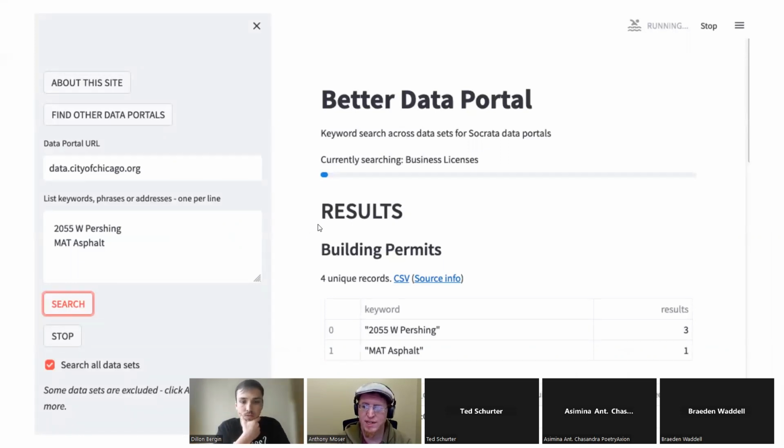Now, the last thing I wanted to mention here as a resource is a tool that I built called Better Data Portal. It's www.betterdataportal.com. And this works for Chicago, but it actually also works for a bunch of other sites. The idea is that one of the challenges of looking for public records is that sometimes you don't know what you're looking for. And a lot of these public data portals are really built around the idea that people will already know what they want to know.